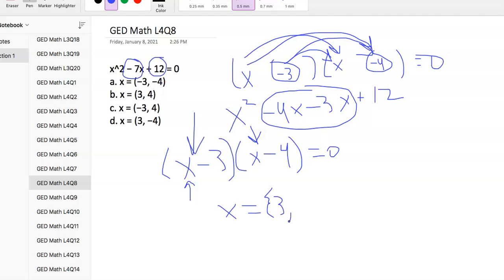That's an answer. And then same thing for this guy over here on the right. So we have x minus 4. If x equals 4, 4 minus 4 is 0, and the solution will be 0. Okay? And those are our two answers. So we have x equals 3 and 4. And so that means answer choice B is the one we want.